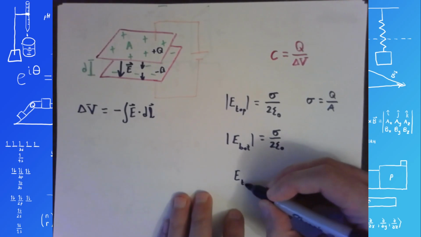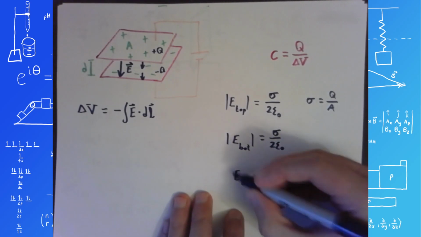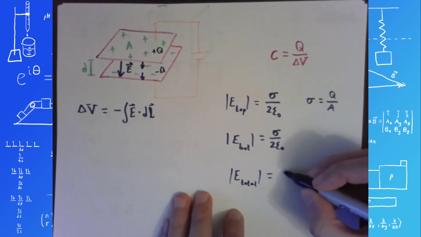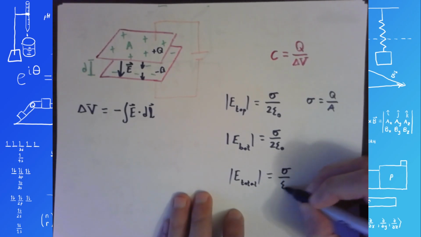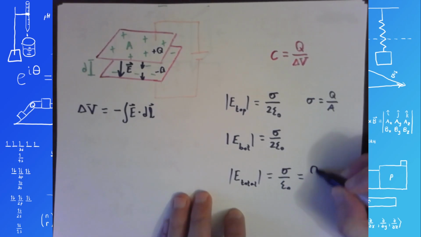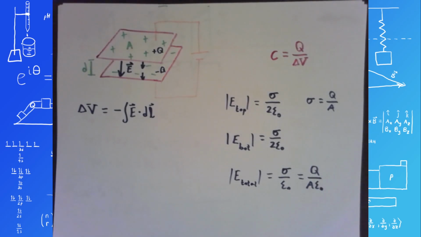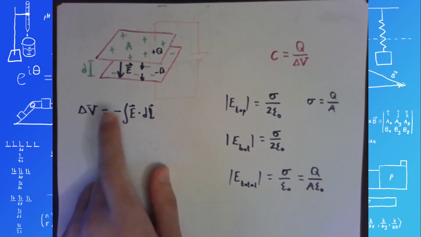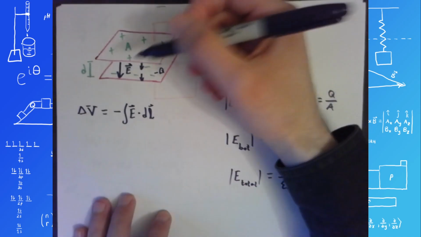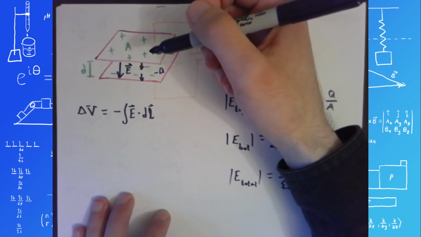E total has a magnitude of sigma over epsilon naught, equals Q over A epsilon naught. Okay, plug that into here, and what do we get?